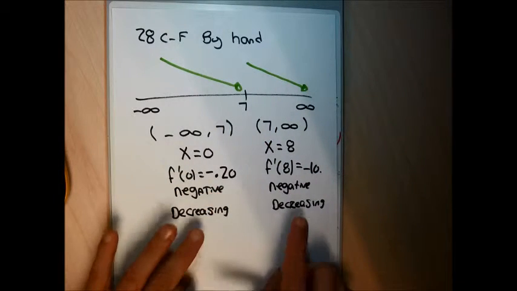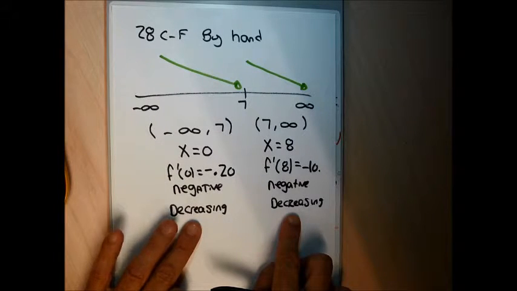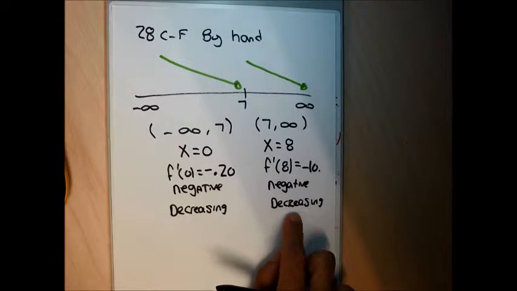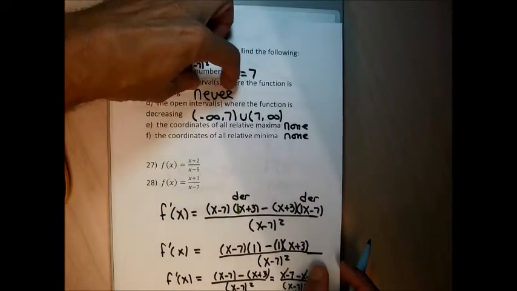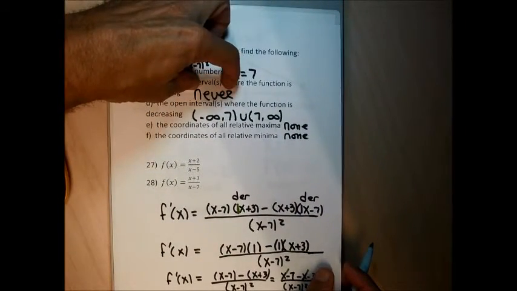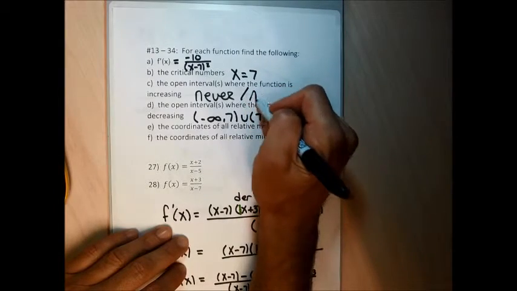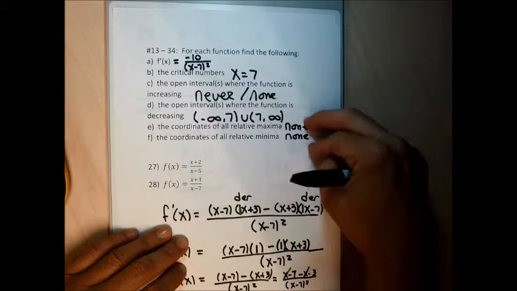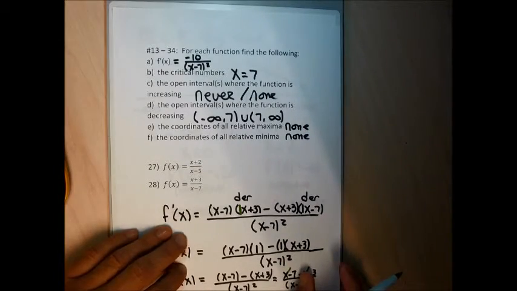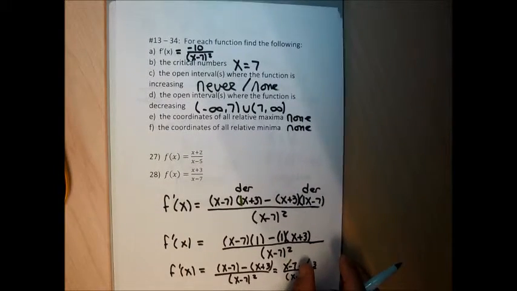So this graph is never increasing because none of the intervals say increasing. So when I go to do my answer, it matches up perfectly with the graph. None of the intervals were increasing, so I put none, or none I guess would be equivalently good. The two intervals where it's decreasing, it doesn't ever change direction, so I don't get a maximum or minimum. All right, so give 27 a go, and I'll move on to do 30.